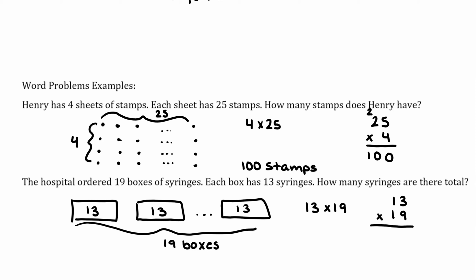So 9 times 3 is 27. So the 7 comes downstairs, the 2 goes upstairs as adding. 9 times 1 is 9, plus 2 makes 11. Then we're going to drop a 0 and we're going to multiply by 1. So 1 times 3 is 3 and 1 times 1 is 1. So now we're going to add down 7, 4, and 2. So there are 247 syringes.